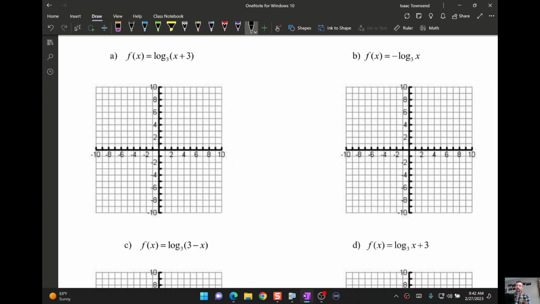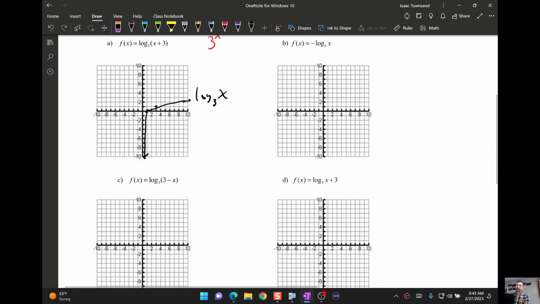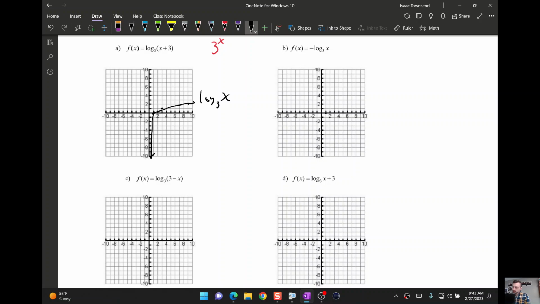But all of these graphs talk about log base 3 of x, so I really only have to go through these first couple steps one time. But if I know what 3 to the x looks like, switch x and y, and that's how you should know what log base 3 of x looks like. And all of these questions say log base 3 of x, so let's just go ahead and graph that, and then we'll worry about the transformations.